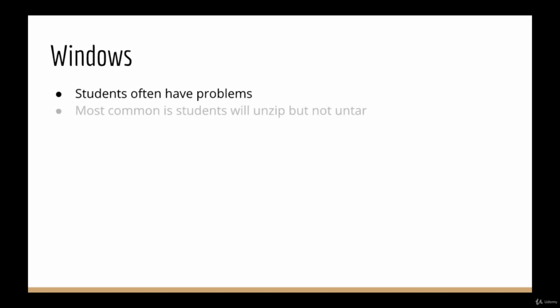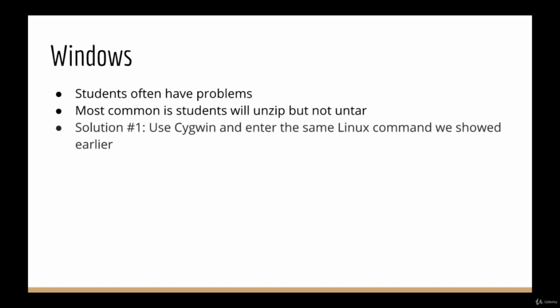So Windows is where students often have problems. The most common scenario is that students only do one of the steps, which is the unzipping, but they don't do the untarring. So one solution is, if you have Cygwin installed, you can just use the same command as on Linux, since Cygwin was designed to give you all the common Linux commands on your Windows machine.